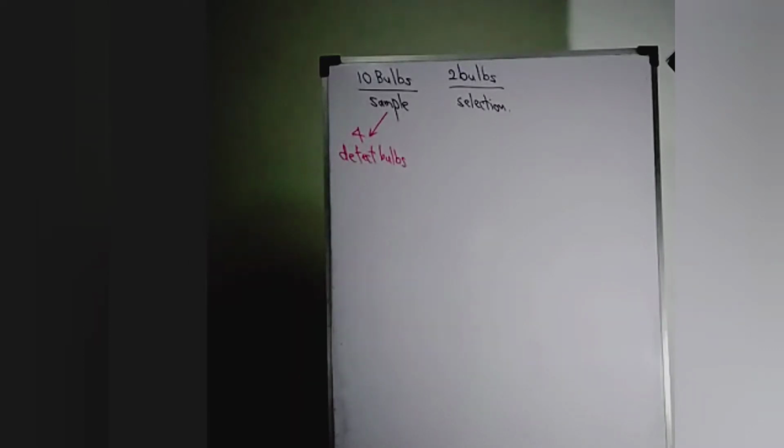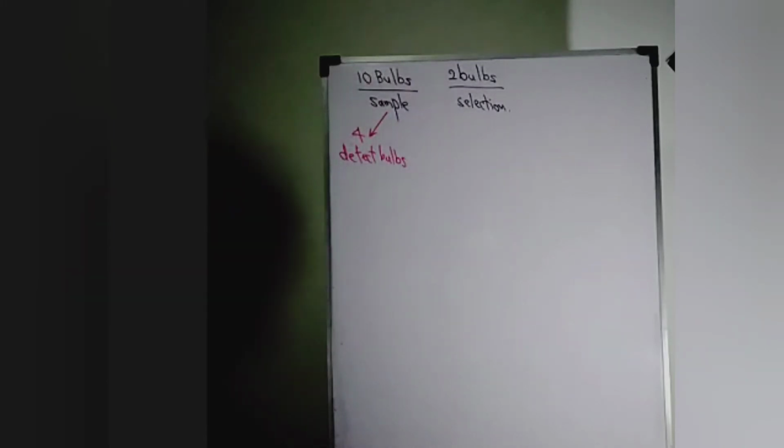Okay. So before starting the 2 questions, we have to identify our outcomes, total outcomes. Here in this sample, we have 10 bulbs. Out of these 10, we are going to select only 2 bulbs. Then what is our sample space? What is the probability of our sample space?